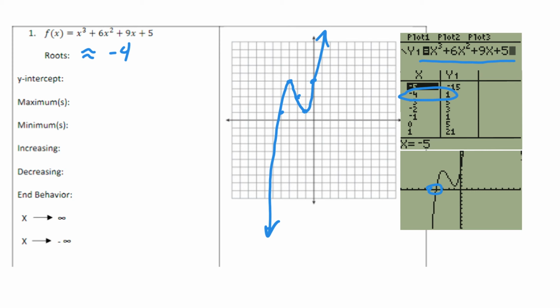Y-intercept, remember the ordered pair for the y-intercept is the constant value, so in this case it would be 0, 5, because if we were to replace all of the x's with zeros, the result would be a 5. Now we have only one maximum on this. This does go to a peak at this value right here. We're going to double check that it is exactly that value.